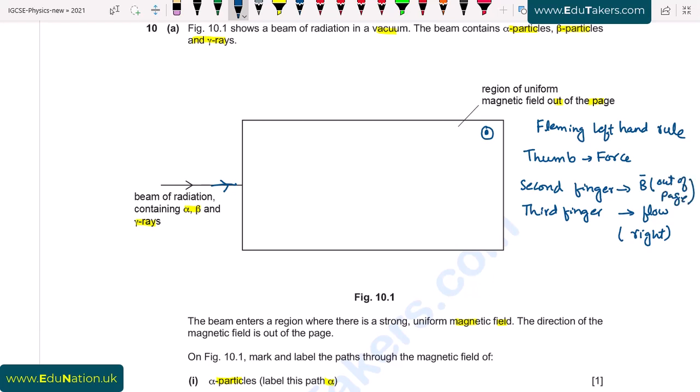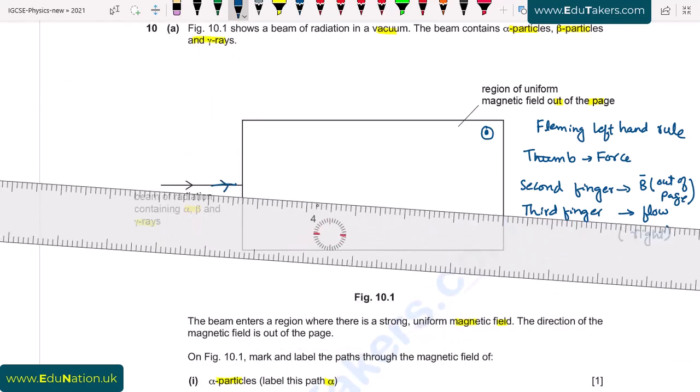Now I am using my left hand in such a way that the thumb points in the direction of force. If my second finger is in the direction of magnetic field and the third finger in the direction of flow of charges, that are alpha, beta and gamma rays. So when I arrange my left hand in such a way, it points out the direction of force, and the force on the alpha particle will be in downward direction. And when I draw inside this, the bending of alpha particles will be in downward direction.